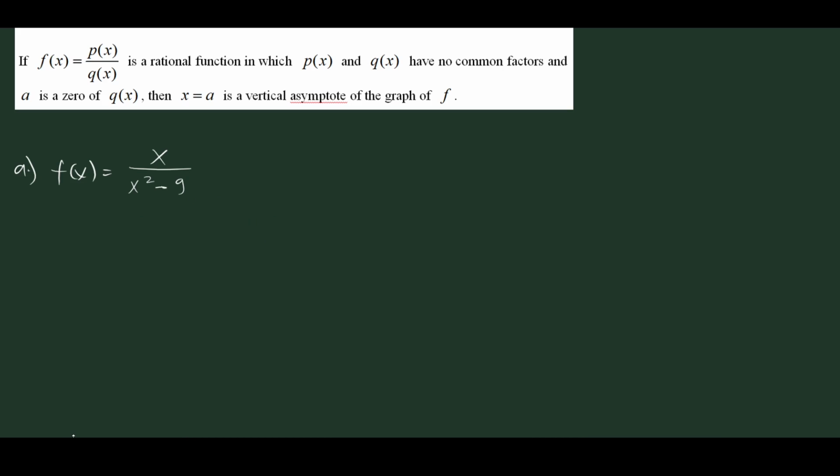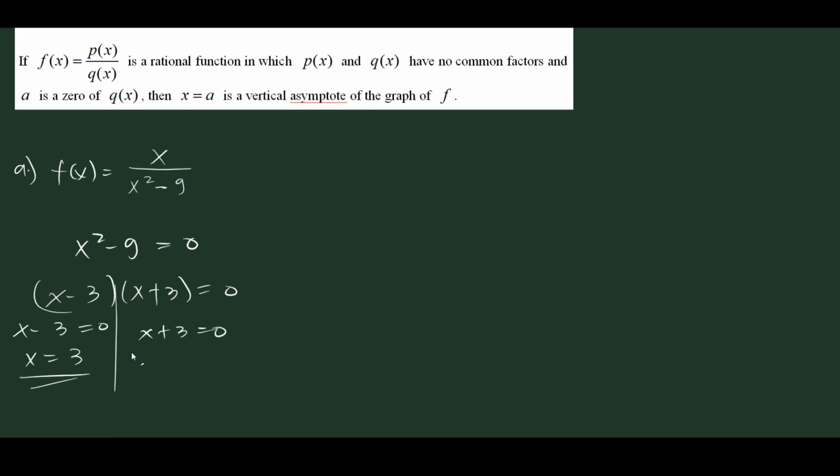Let us try to find the vertical asymptote of this first item right here. We have f of x is equal to x over x squared minus 9. What values of x make this denominator 0? In order to find that, let us equate this to 0. We can factor this to be x minus 3 multiplied by x plus 3. Then using the zero product property, x minus 3 is equal to 0, so x is equal to 3, and x plus 3 is equal to 0, so x is equal to negative 3. So the vertical asymptotes are x is equal to 3 and x is equal to negative 3.